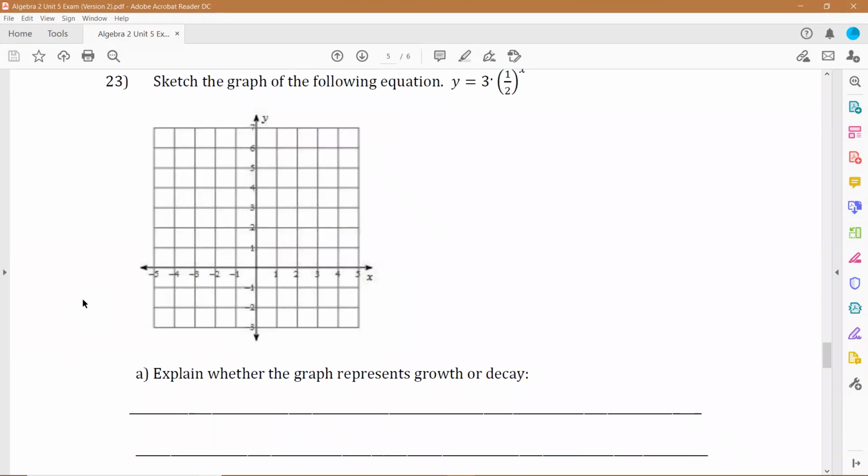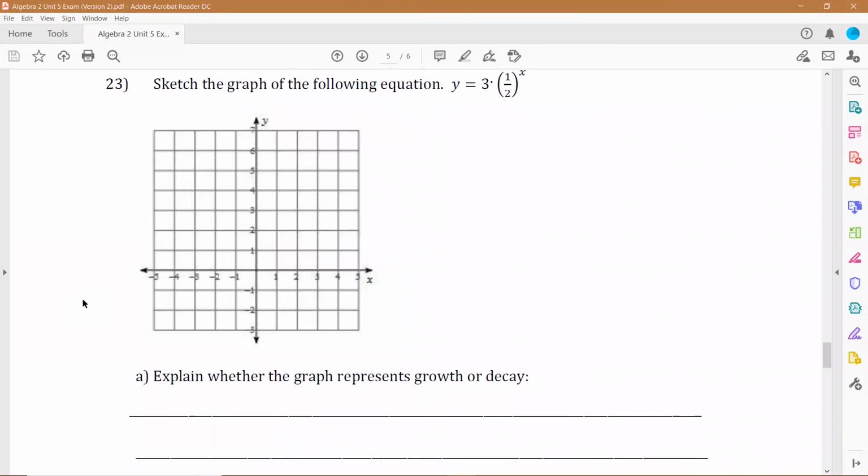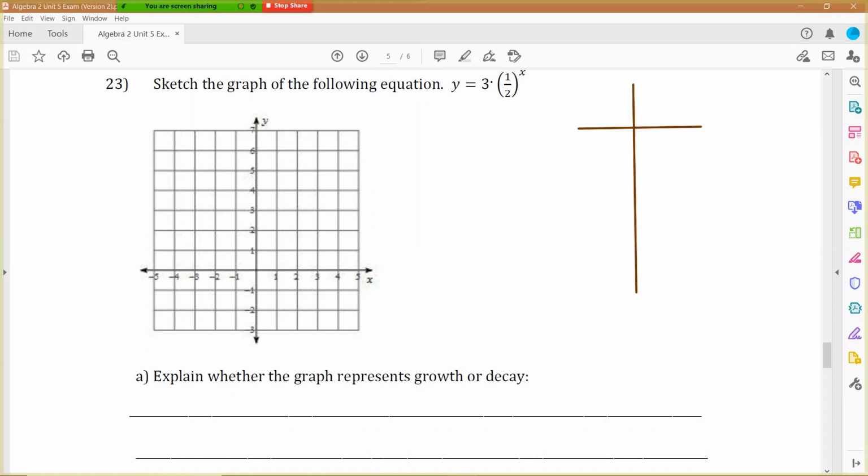Question 23, getting a little bit more complicated. Now you have 3 times 1/2 to the x power. We're still starting out the same way. We're going to start out by making an xy table. We're going to use those same 5 x values, -2, -1, 0, 1, and 2.